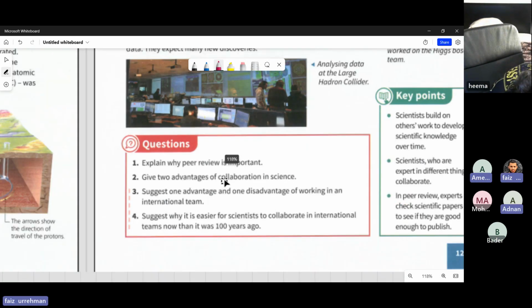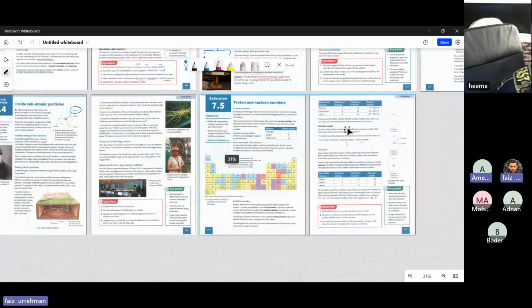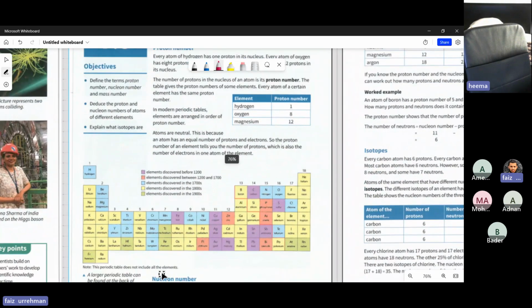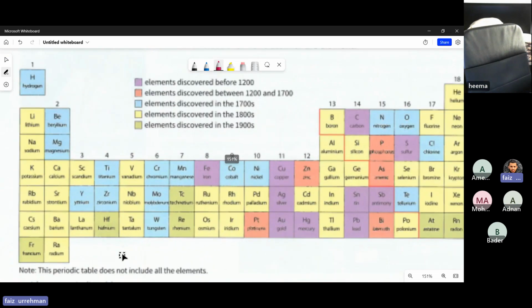I cannot see now. Now, protons and nucleon numbers. Oh, this is one of the most important things in the history of chemistry. Yes, this periodic table in the history of chemistry.